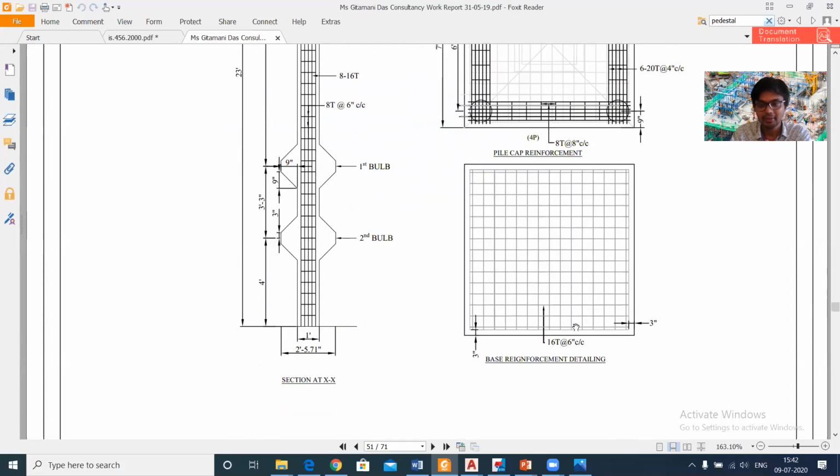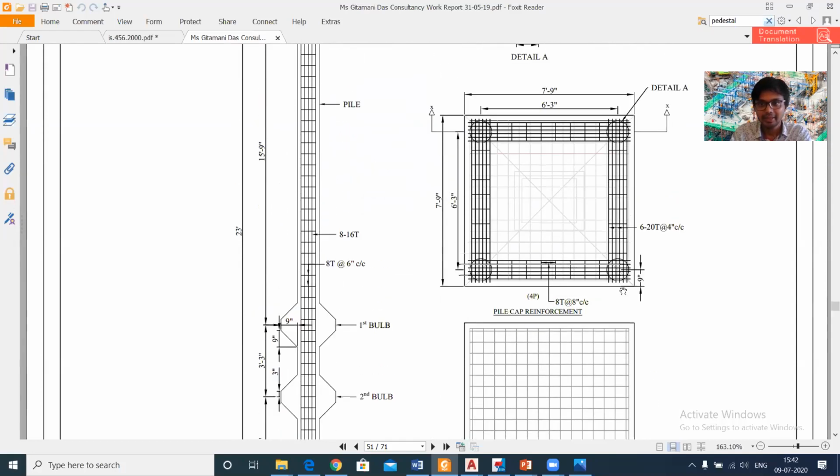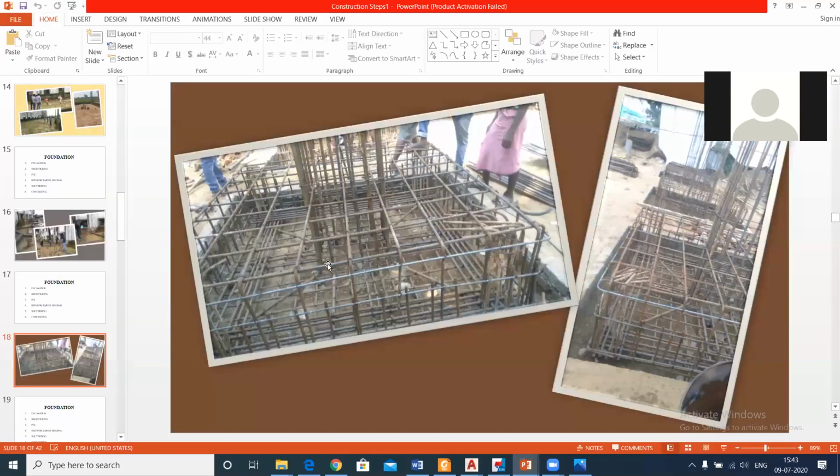Let us see these pile cap details. As you can see, 16 mm reinforcement at 6 inch center to center has been provided along both sides. So this is the top view of this pile cap reinforcement, as you can see in this diagram also. These bars are the 16 mm bars, which are provided at a spacing of 6 inch center to center at the bottom.